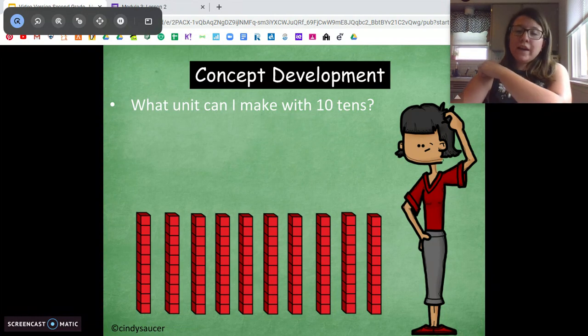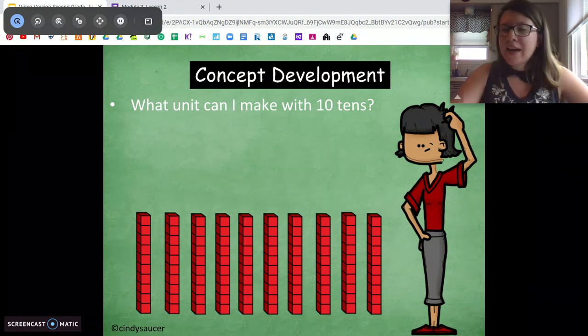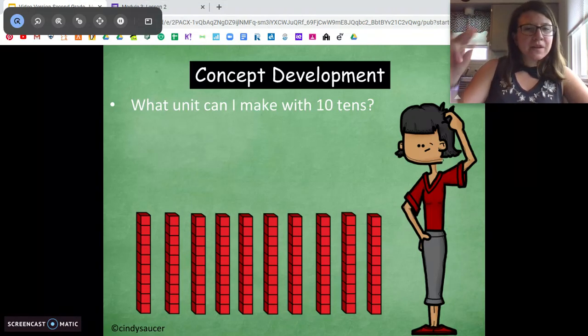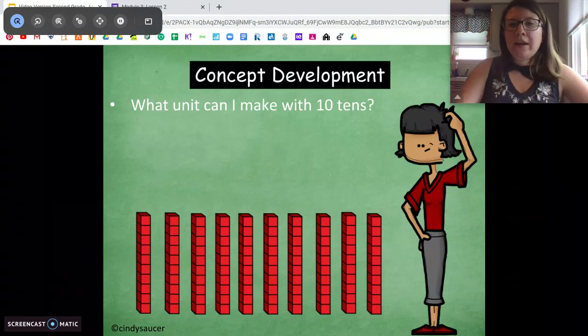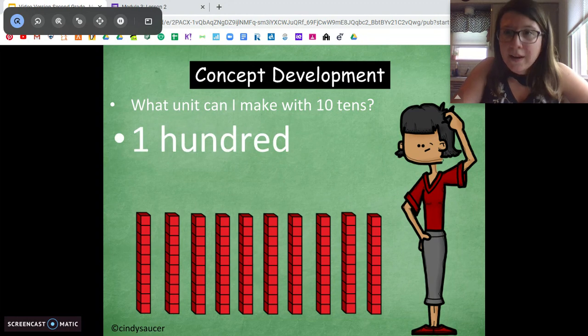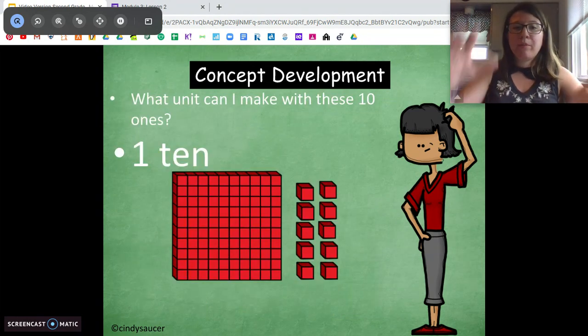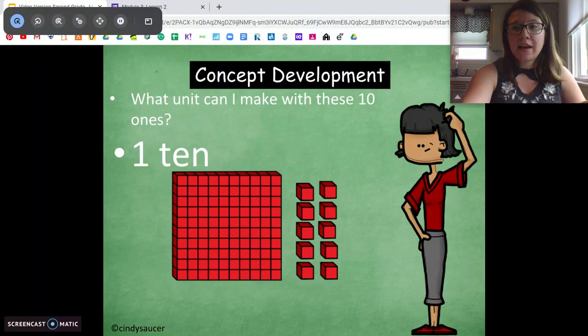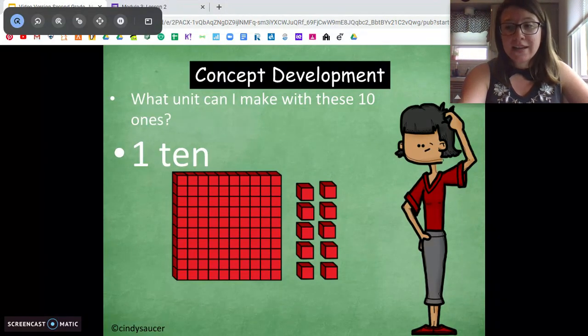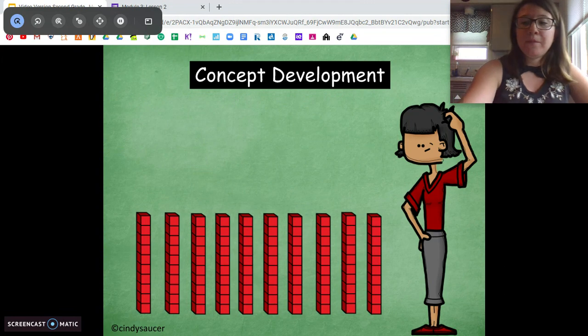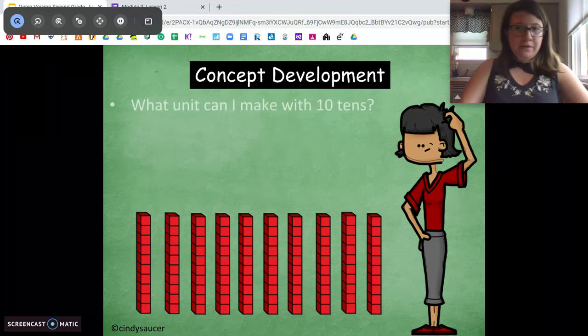Okay, what can we make with these 10 tens? Are we just going to leave them like 10 tens? We're going to push them together, and what are we going to make? 100. Good. We're going to push the 10 tens together to make 100. Just like we put the 10 ones together to make 10, we're going to put the 10 tens together to make 100. Awesome. Okay.